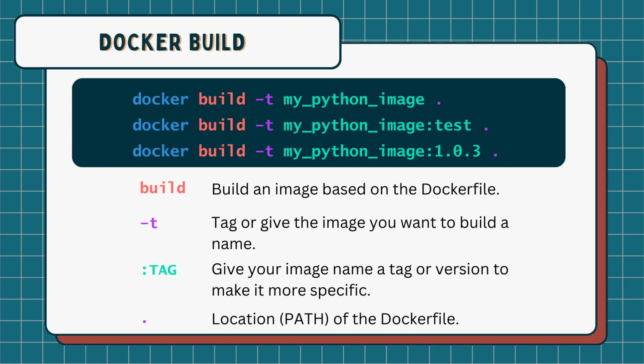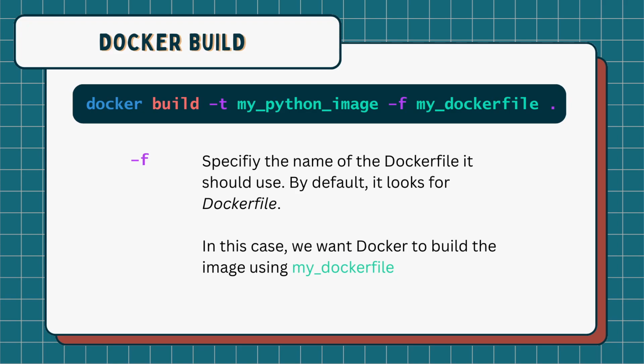Then tag is used to give the image a version. Again, if we don't tag it, by default, it will get the latest tag. Here, we tag it with test and 1.0.3. The dot means the path location of the Dockerfile. Usually, you run the build command in the same directory as the Dockerfile. So here, we just add a dot to say the Dockerfile is in the current directory.